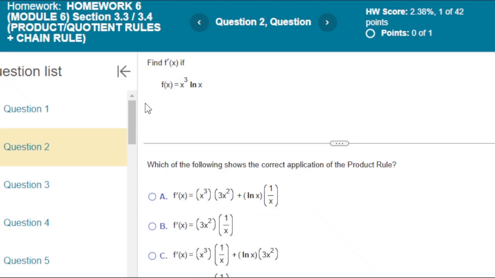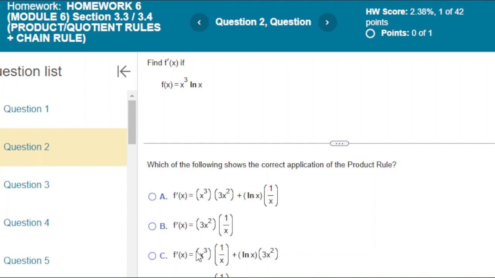Okay, this next one we have f of x is a product of two functions, x cubed times natural log of x, and we want to find the derivative. So notice our big function, our ultimate function, f, is a product of two simpler functions. So the way we take the derivative of f is to do the first function, x cubed, times the derivative of the second one, which would be 1 over x.